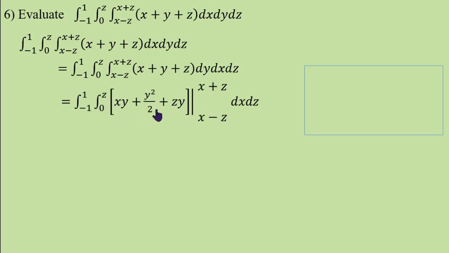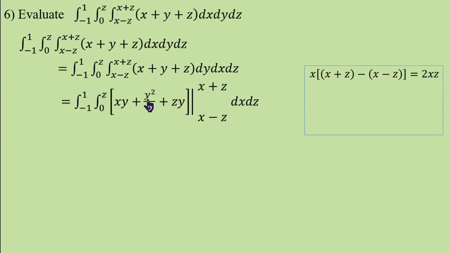Now, do not simplify this here, you simplify it separately. x into y, upper limit of y is x plus z, lower limit is x minus z, therefore x into x plus z minus x minus z, like that. It becomes x into y, y means x plus z minus x minus z, x cancels, z minus minus z, 2z into x, so 2xz.